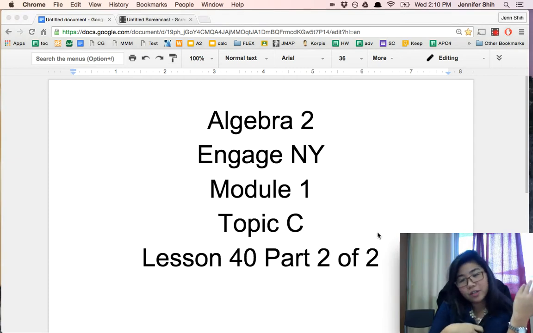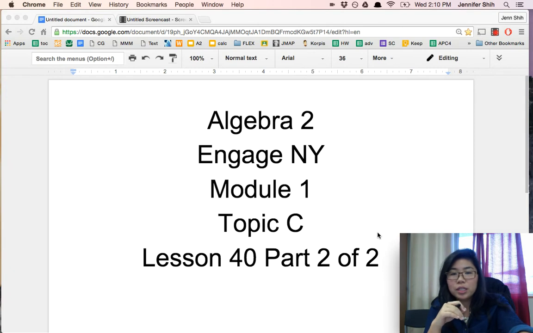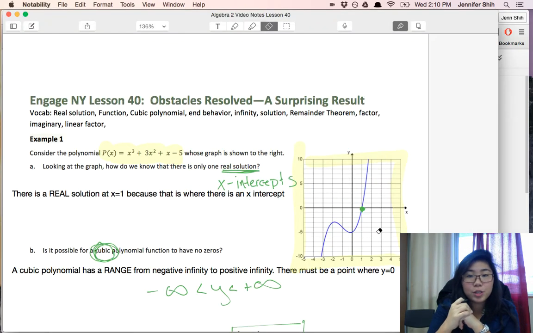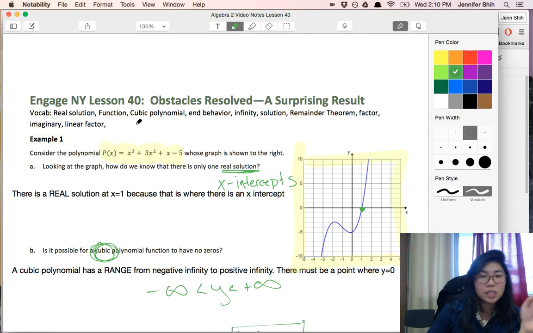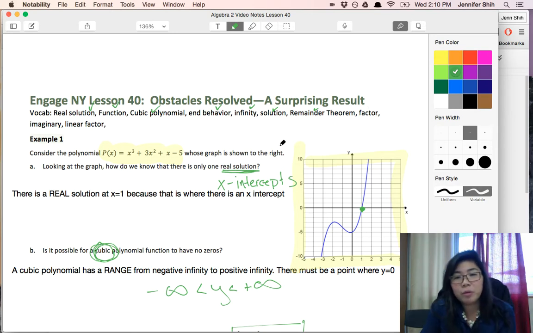Part 2 of lesson 40, we're going to continue with our first example. It's from EngageNY's topic, obstacles removed, surprising result. So this is just some of the work we did beforehand and some of the vocabulary. We've already talked about real solutions, functions, cubic polynomials, end behavior, infinity. We talked about solutions. We started talking about the remainder theorem, and now we're at factoring and linear factors. So those are all the vocabulary we've already used.